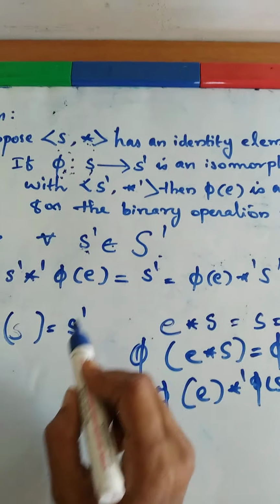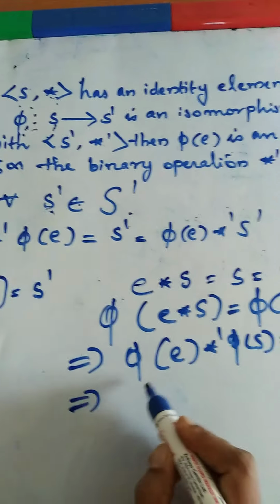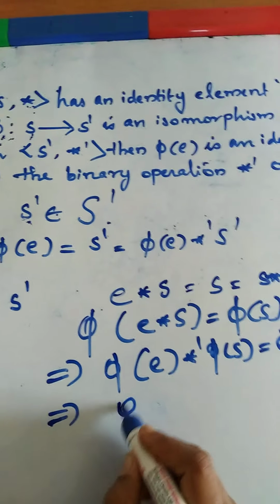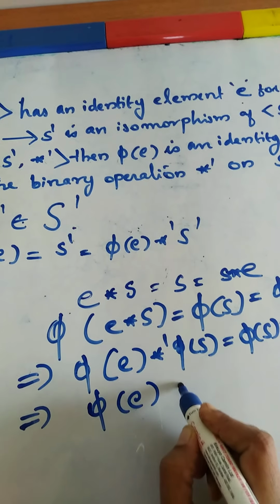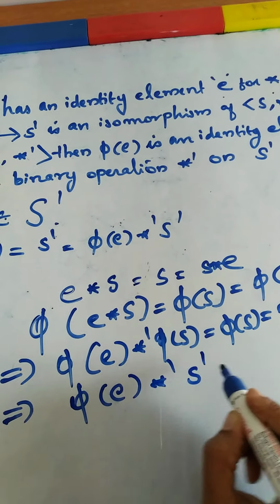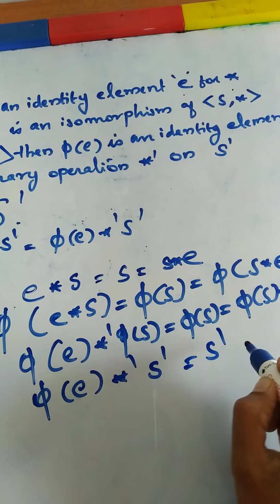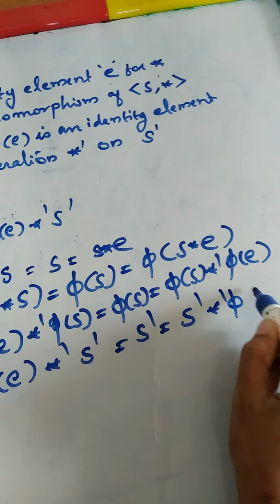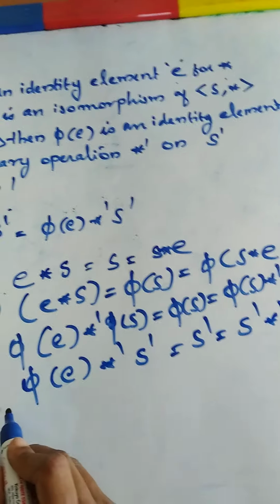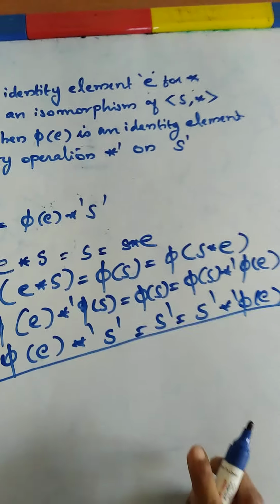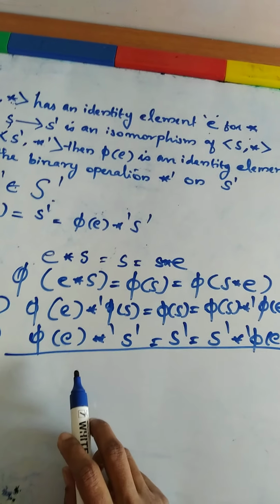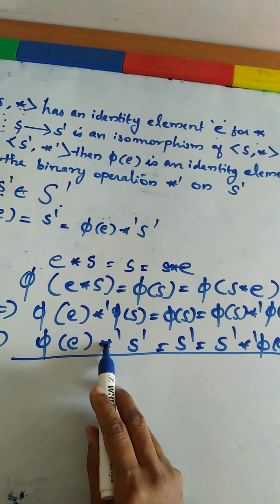What is your phi of S here? S dash. So you just substitute S dash in the place of phi of S. So what will happen? Phi of E star dash S dash is equal to S dash, which is equal to S dash star dash phi of E. From this relation you get the idea that phi of E is the identity element in S dash with respect to star dash.